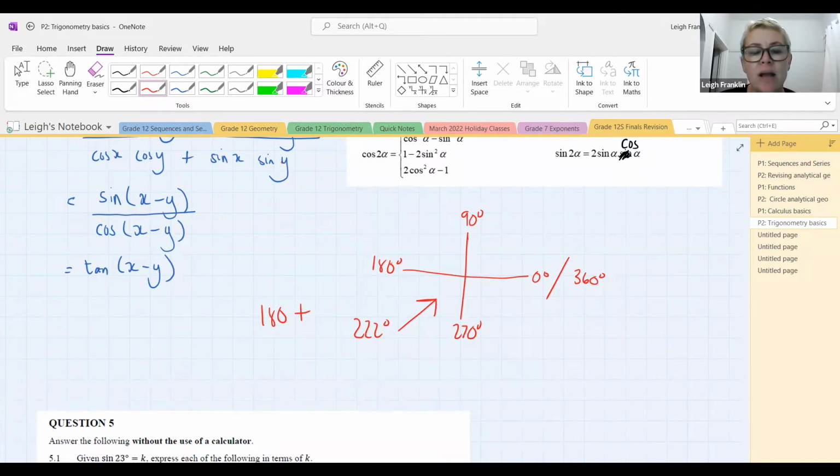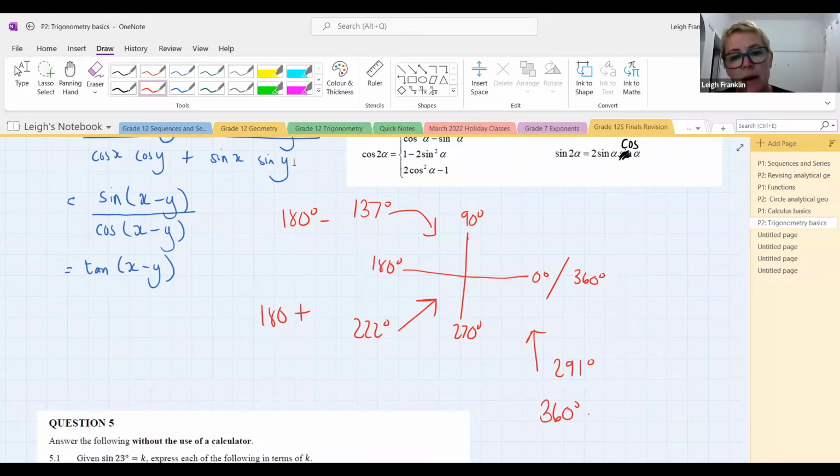If they gave you an angle of 137, then you now know you are in quadrant number 2, so you would use 180 minus. Technically speaking, you shouldn't be using 360 minus because it's not in the fourth quadrant. This is the third quadrant. You can do it that way, but it's going to end up being a lot longer. If you had an angle like 291, that is in the fourth quadrant, and then you would use 360 minus. That's what you're supposed to be doing.